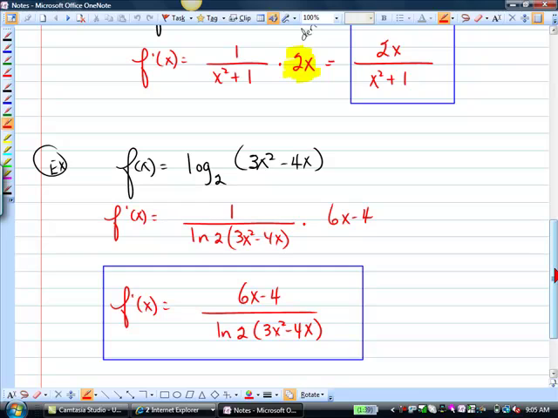Questions? Anybody about those examples? It's just one quick example for each kind, and then I think we're going to go look at the problems.